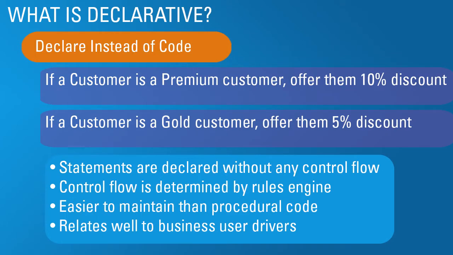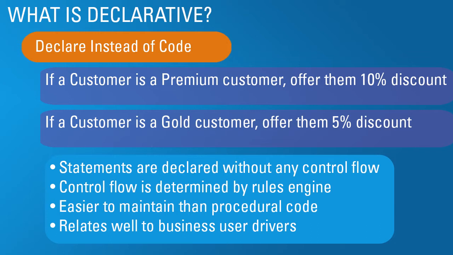So what do we mean by declarative? We declare the rule instead of writing code. So for example, these are two rules. If a customer is a premium customer, offer them a 10% discount. If the customer is a gold customer, then offer them a 5% discount. These are very specific statements. They're sort of independent. You could run them both. One of them would be true and one of them would not be true.